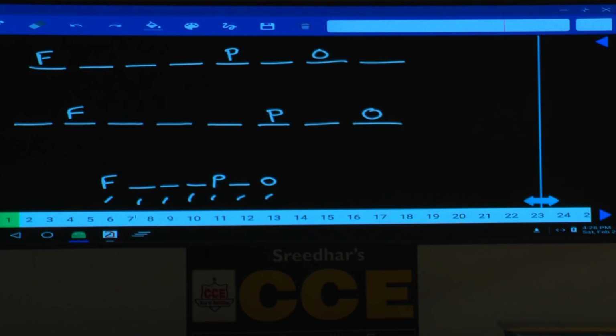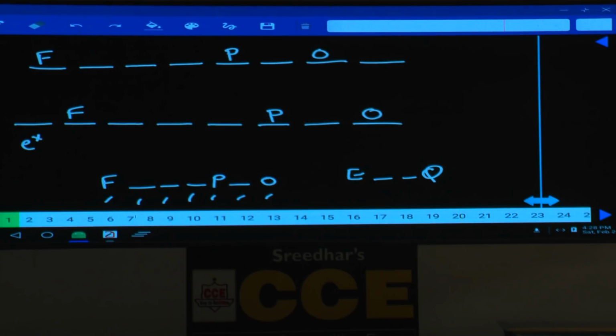O sits second to the right of P. F sits fourth to the left of P. E sits third to the left of Q. Tell me how to represent this one. 1, 2 and 3. E sits third to the left of Q. And E does not sit at any of the extreme ends of the line. As E does not sit at any of the extreme ends of the line, E cannot be at this place.